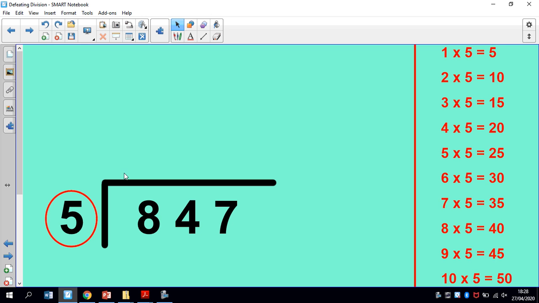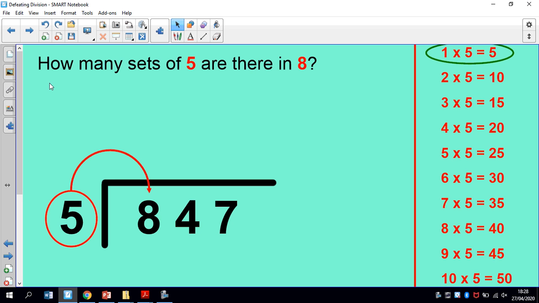Again, let's start with the first digit from our dividend. How many sets of 5 are there in 8? Well, we should realize that we can't go above 8, because then that's going to be too many sets of 5 and they won't have enough space to fit into. So we're going to have to go for the lower option rather than the higher option, which means that we can only fit one set of 5 into 8. That's the closest we can get without going above 8.